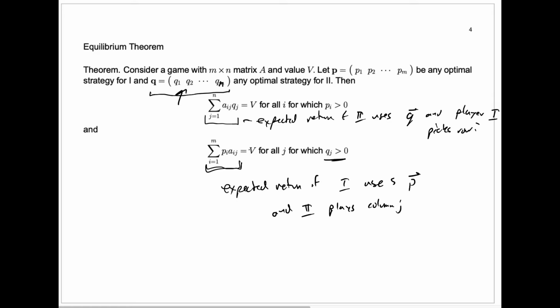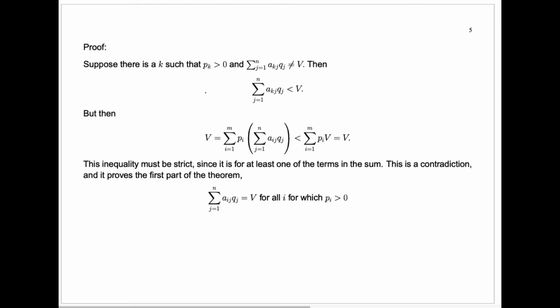So why is this called the equilibrium theorem? It says P and Q are basically equalizing, not for every choice of row and column, but for every choice of row where that row appears with a positive probability in player 1's optimal strategy, and every choice of column which appears with positive probability in player 2's optimal strategy. Now, that's an important principle, and the proof is in some sense almost a triviality.